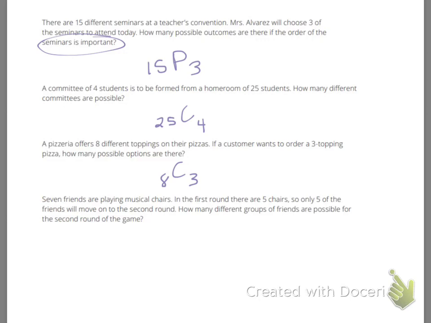7 friends are playing musical chairs. In the first round there are 5 chairs, so only 5 of the friends will move on to the second round. How many different groups of friends are possible for the second round of the game? Okay, does the order of where you sit matter? No. You just need to make sure you're sitting on a chair to be able to go to the next round. So there are 7 friends, and we are choosing 5 of them to go to the next round.